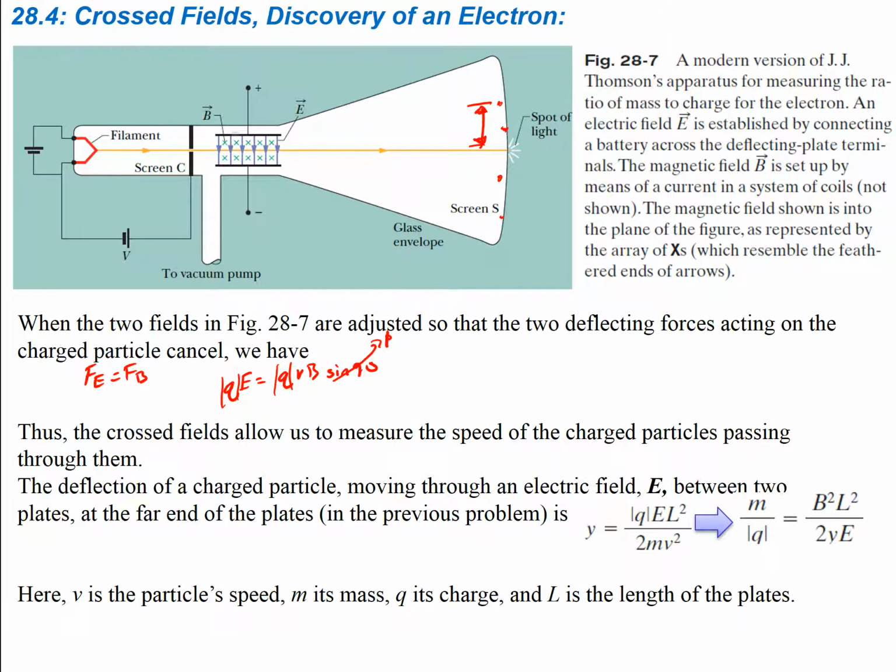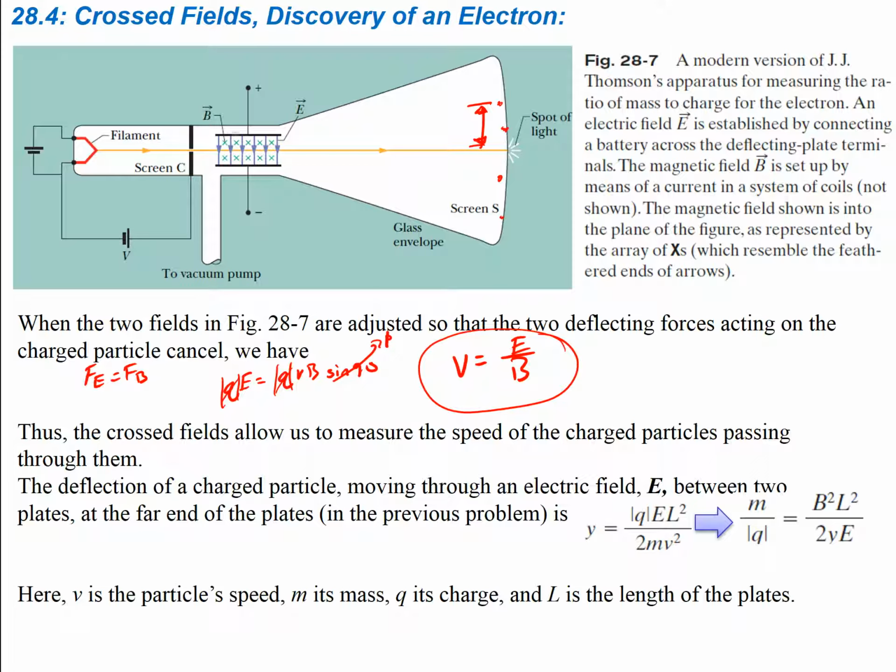Now we take this equation, the charges cancel out, and you can relate the electric field to your magnetic field. The velocity is going to be the electric field divided by the magnetic field, v = E/B. This is the result that we would expect when the fields cancel out. Thus the crossed fields allowed us to measure the speed of the charged particles passing through them.